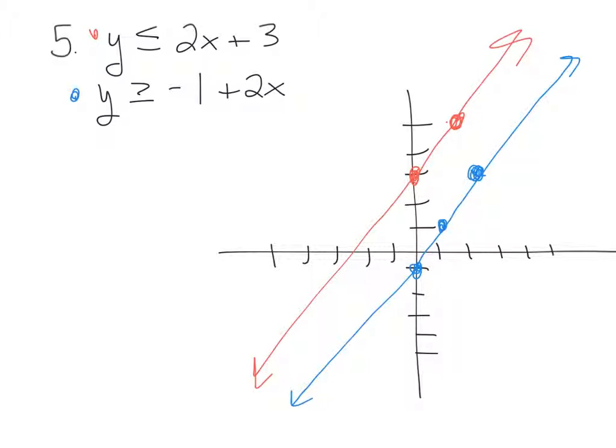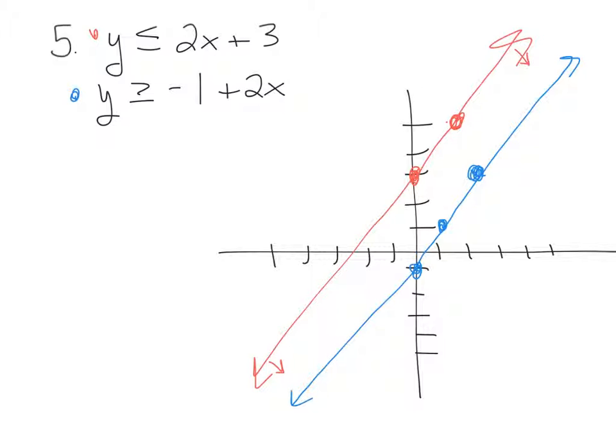So when I look at the red line, it says y is less than 2x plus 3. Well, here's my red line. So I'm going to know, where is y getting smaller? On this side of the line or on this side of the line? Okay? Yes, on this side of the line. So I'm going to shade in this direction.